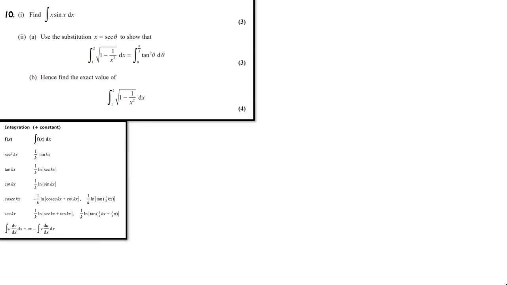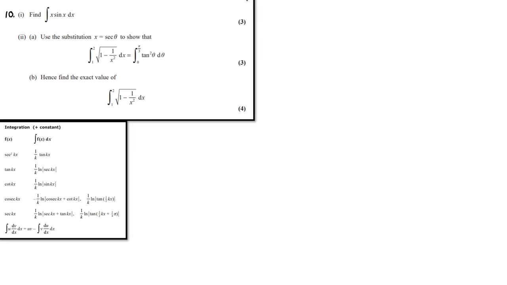Moving on to question 10 here, we have a question dealing with integration. And question 10 is split into 3 parts here. So we have the first part, which is where we're asked to find the integral of x sine x dx. And then the second part here, where we're asked to use the substitution x equals sec theta to show that this integral can be written as such. And then part B, we're asked to find the exact value of that integral. And underneath here, you'll see part of the formula book that we will find helpful for this question.